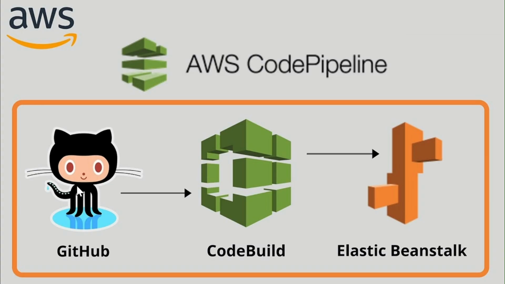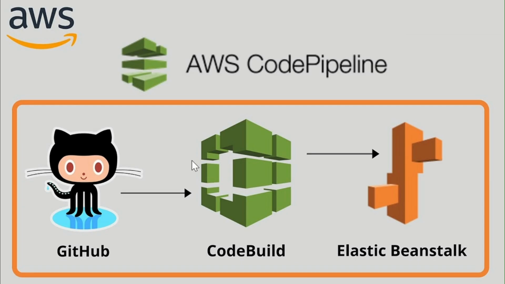In today's video, we are going to set up a fully automated CI/CD pipeline on AWS using GitHub, CodePipeline and Elastic Beanstalk. By the end of this video, whenever you push the code to GitHub, your application will automatically deploy to AWS. There are no manual uploads, no buttons to click.